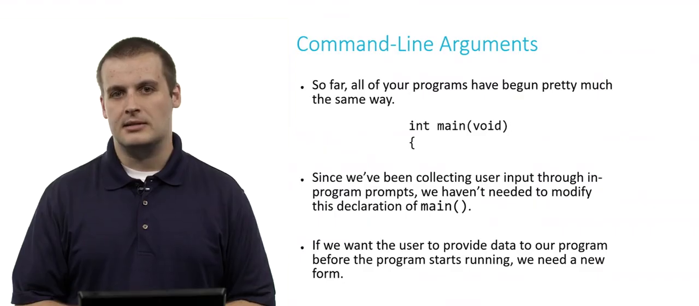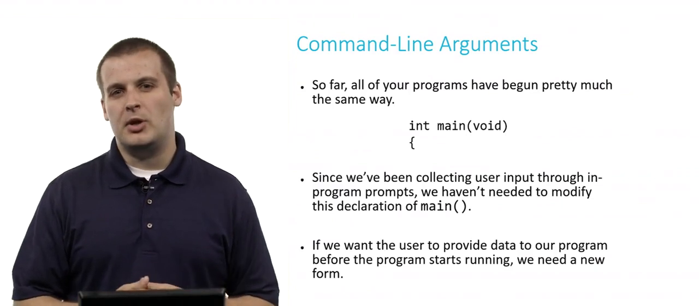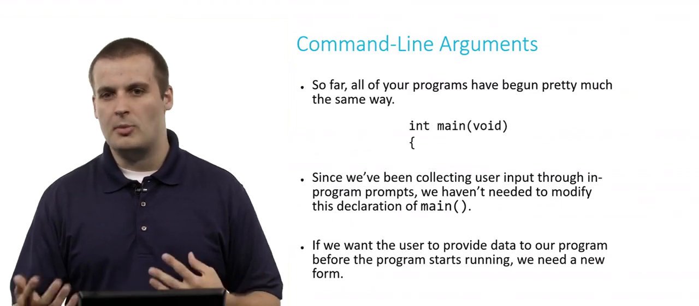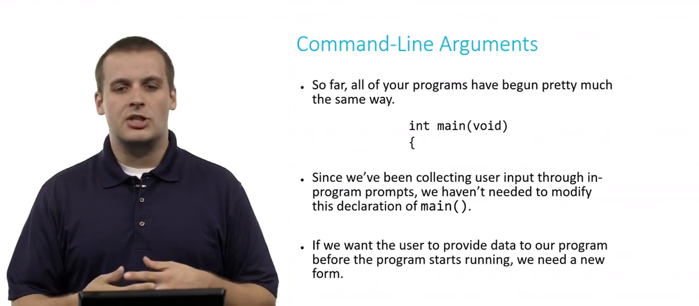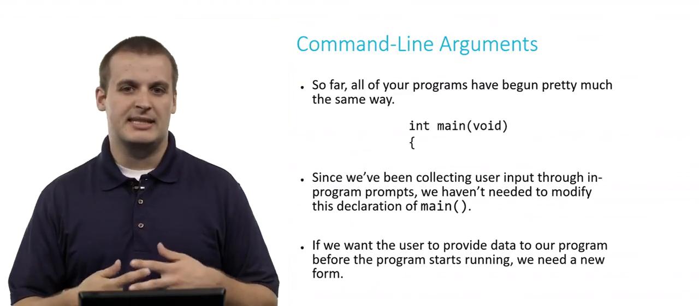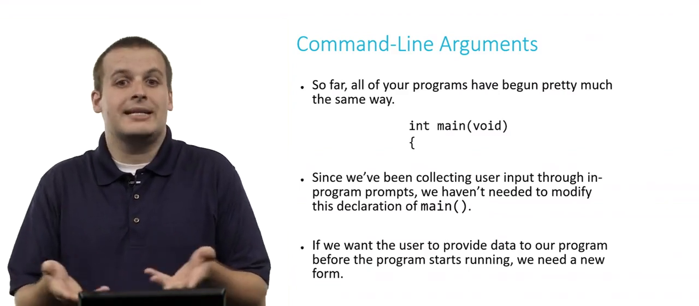All right, so let's talk about command line arguments. So far in the course, pretty much all of your programs have probably started like this: int main(void). We've been collecting user input, if we need it in our program, such as the Mario program, for example, by in-program prompts. We haven't needed to modify the declaration of main because instead, inside of main, we just make a call to get_int.